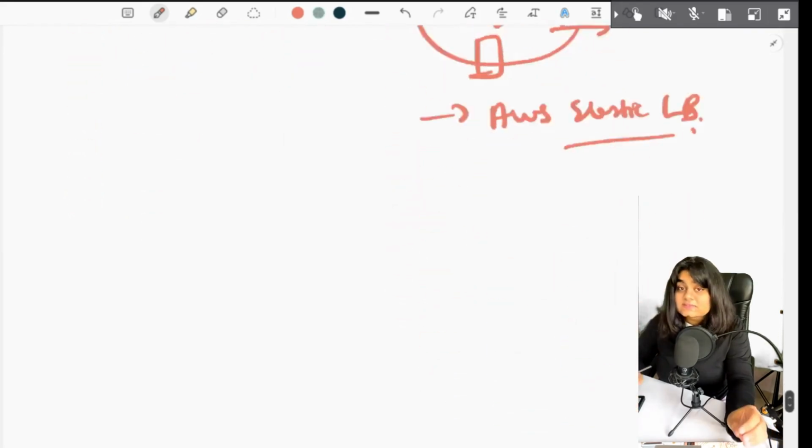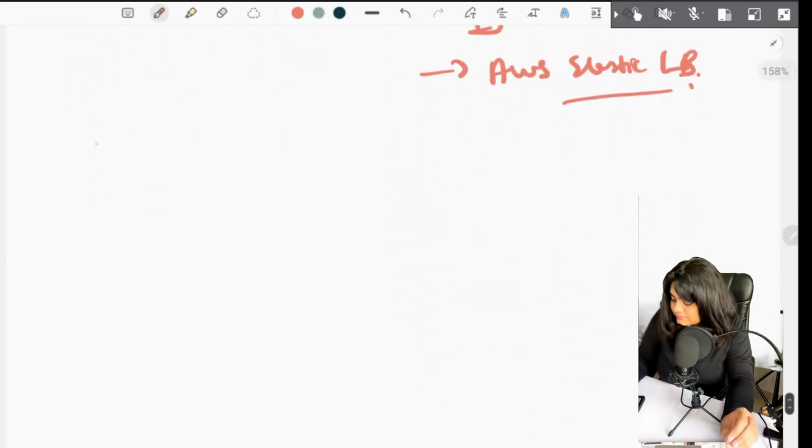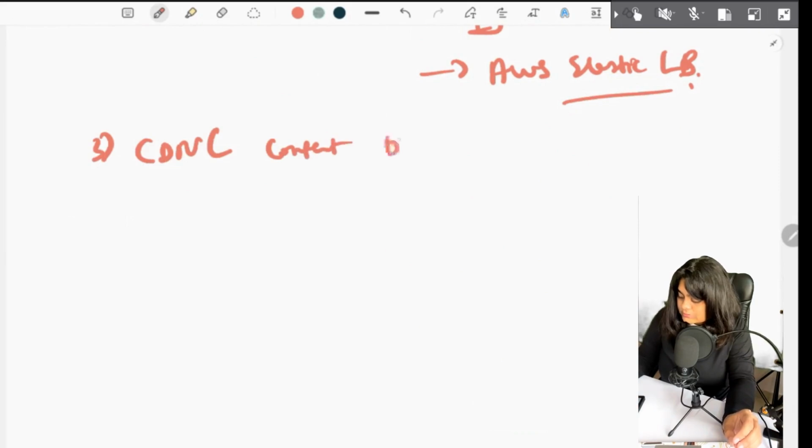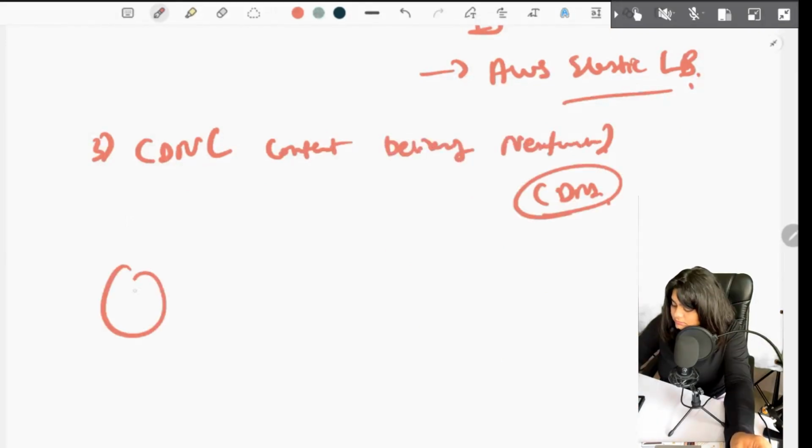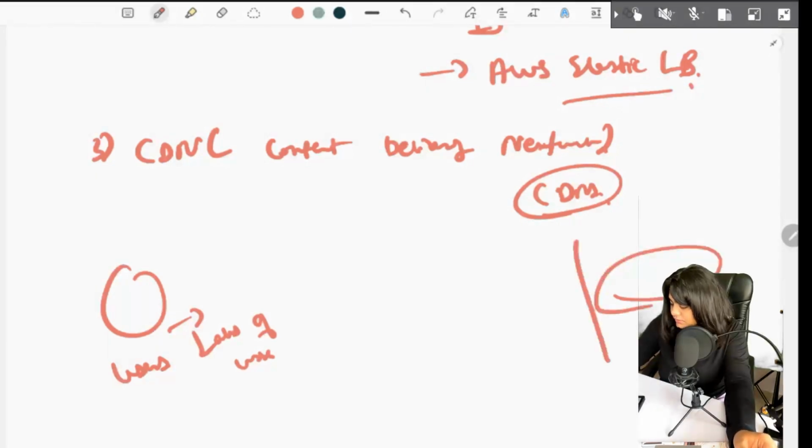The third one is Content Delivery Network, that is CDNs. Here there are lots of users. Just imagine, suppose lakhs of users, and the whole server is in another country. Maybe here we are in India and this is, suppose, Australia. And we want to get some static data.